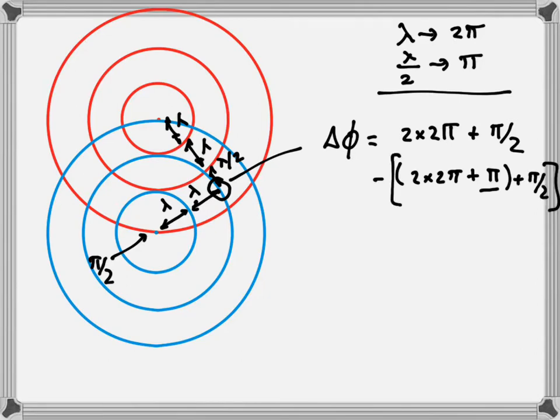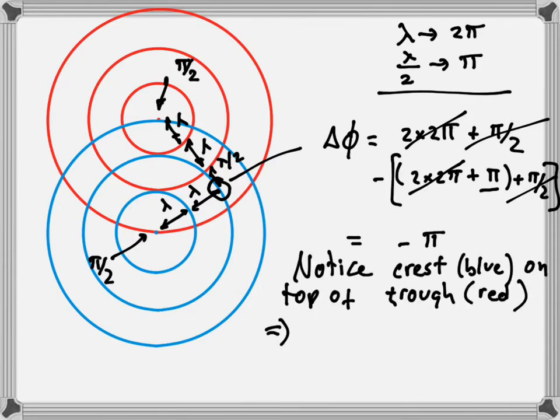And again, if we assume that the center of the red wave is also a crest, to the phase at that point we have to add the pi over 2. And when we subtract these two quantities, we get minus pi for the difference in phase at that point. So at this point, we have a crest of the blue wave superimposed on the trough of the red wave. So what that's going to give us is destructive interference. We're looking at a point where the difference in phase is minus pi.